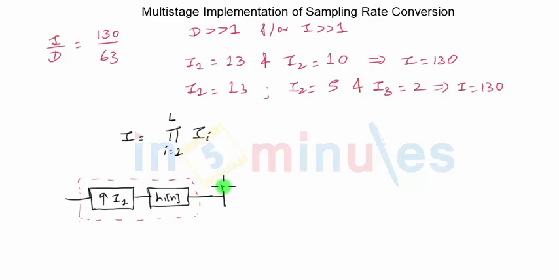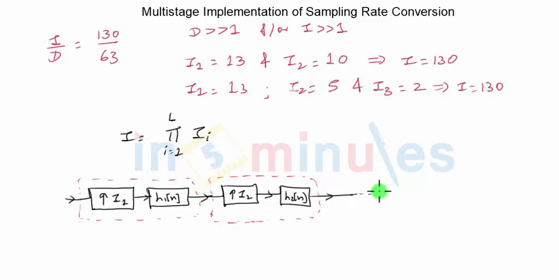Let me now give it to the second stage I2, and the output of the second interpolator goes through an anti-imaging filter with impulse response H2n. So this obviously becomes the second stage of the interpolator. And likewise, I can have multiple stages implemented. So we can show the last stage directly now.